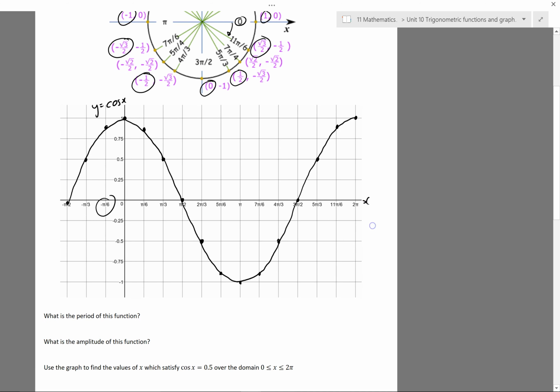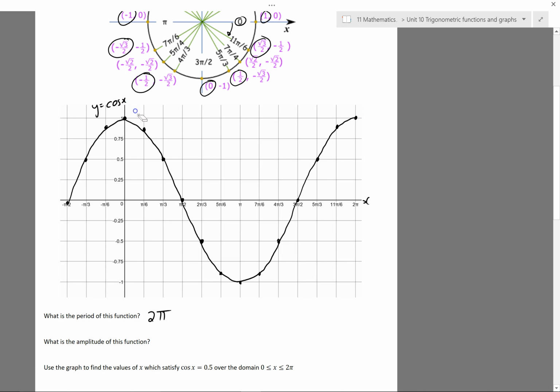Now we can talk about things like the period and amplitude of the function. The period of the function: how long does it take to repeat itself? These two points are corresponding points at the start and end of the cycle, because this will just keep doing the same thing over time. All I really need to know is what's that distance? From 0 to 2 pi, that's 2 pi. That would be the period.